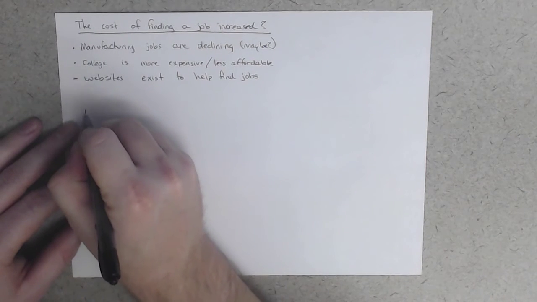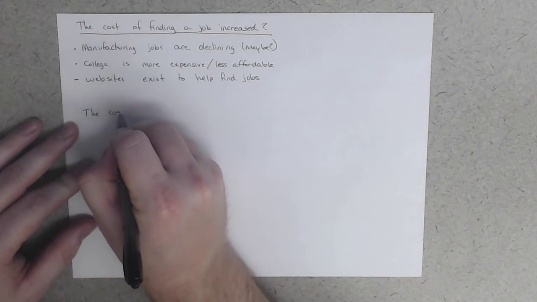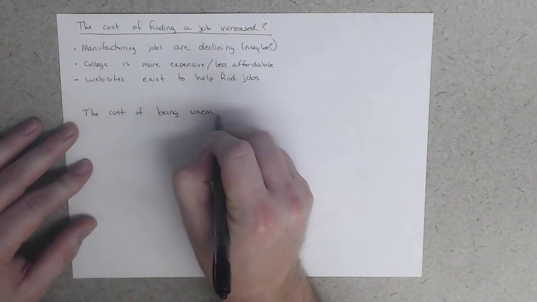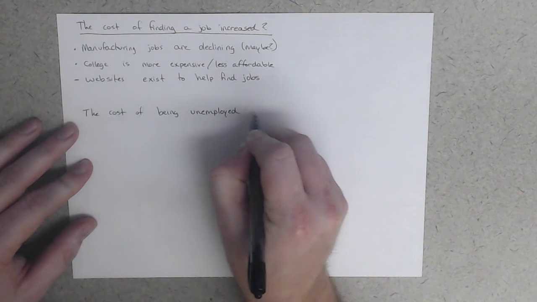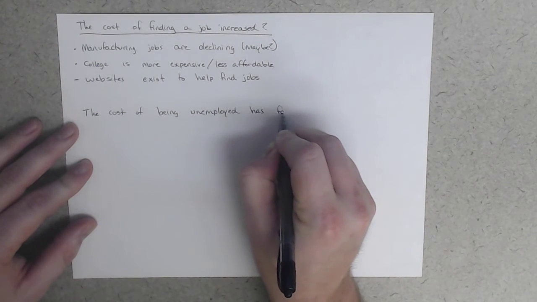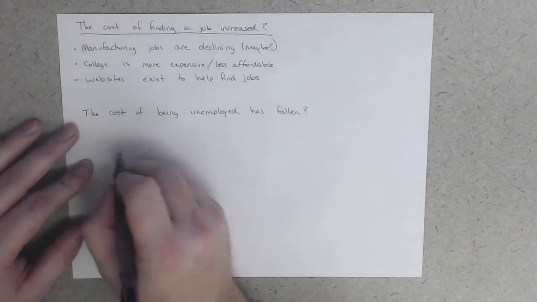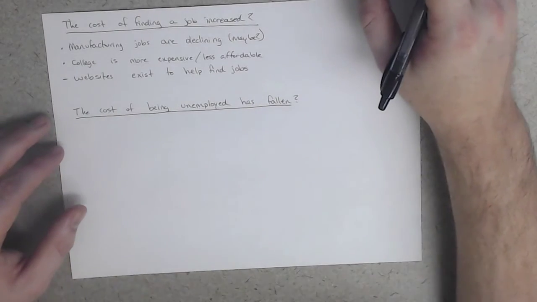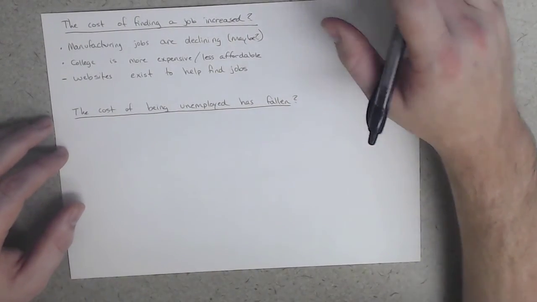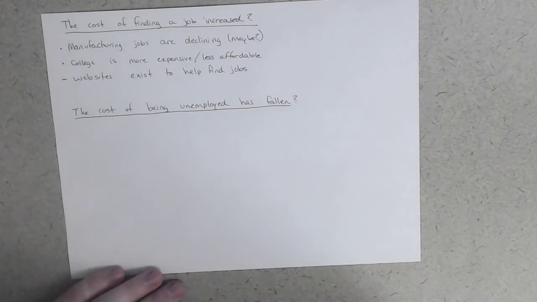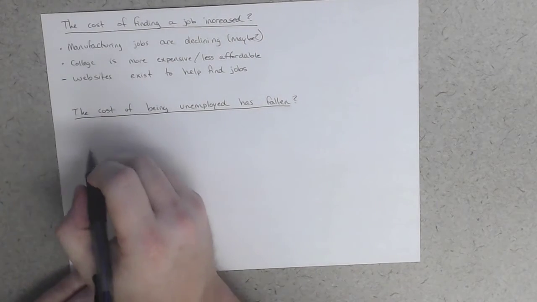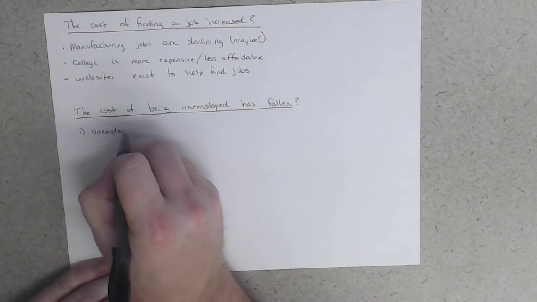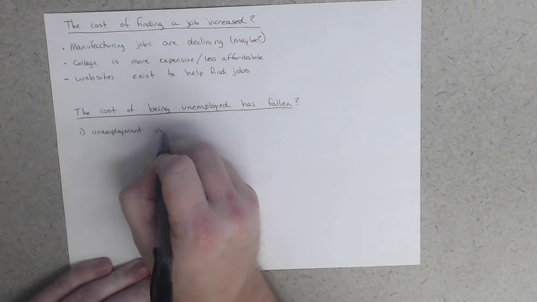The other hypothesis is that the cost of being unemployed has fallen. Right, and we'll put a question mark there because this is a legitimate question. Okay, and so let's think about factors that might influence the cost of being unemployed. And so one of these is unemployment insurance.